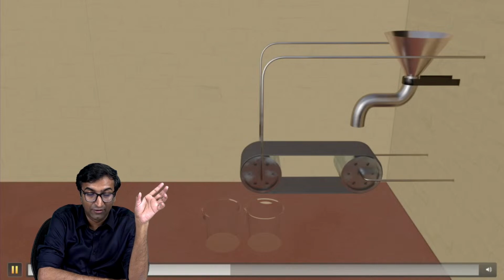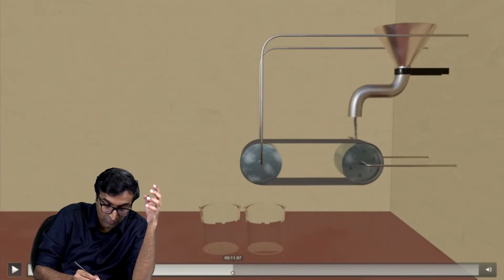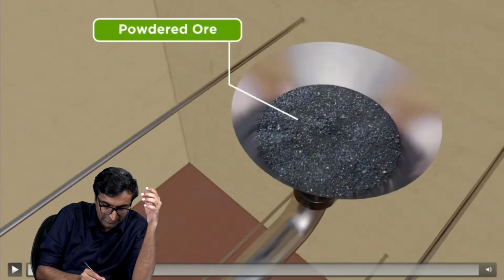This is an electromagnetic roller. By the way, you know this. Hold on. एक छोटी सी चीज. What is electromagnetic roller? Electricity कहाँ से है?